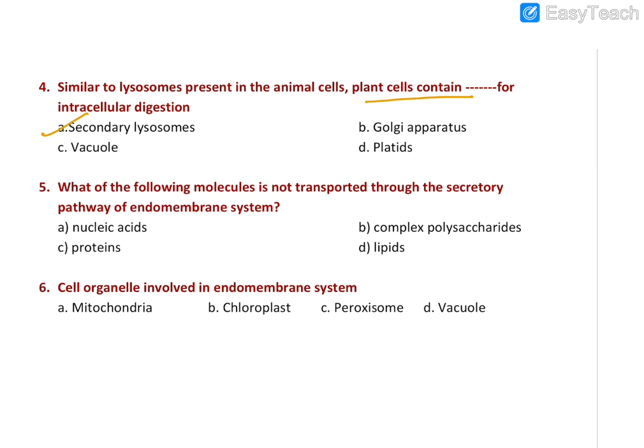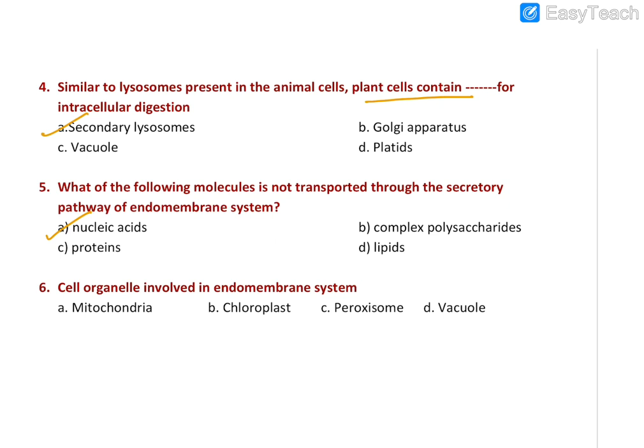Which of the following molecules is not transported through the secretory pathway of the endomembrane system? In the endomembrane system, lipids are transported, even polysaccharides and proteins are transported, but not nucleic acids. The cell organelles involved in the endomembrane system, we have already studied: endoplasmic reticulum, Golgi apparatus, lysosome as well as vacuole. So here the right answer will be nucleic acid.